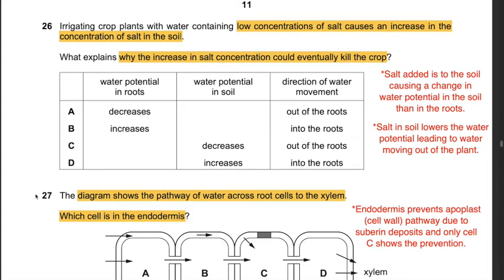If it is killing the crop, that means the crop is losing water, therefore water will move out of the roots. Hence we should consider between answers A and C. Answer A talks about water potential in roots and answer C talks about water potential in soil. Since they are talking about salt being added to soil, we should consider the water potential in soil than in roots. Salt in soil lowers the water potential, leading to water moving out of the plant. Hence the answer should be C.